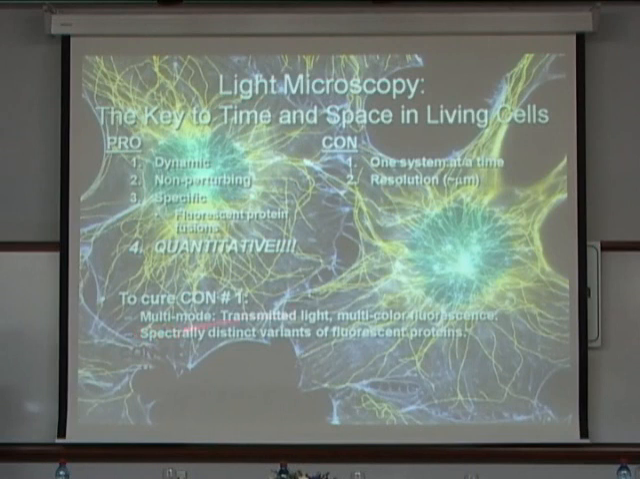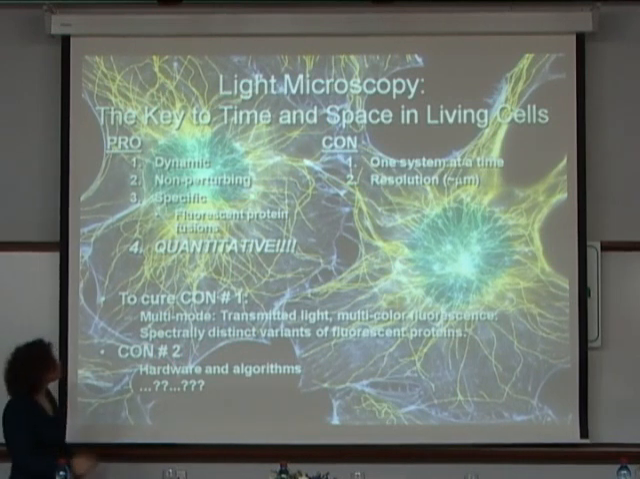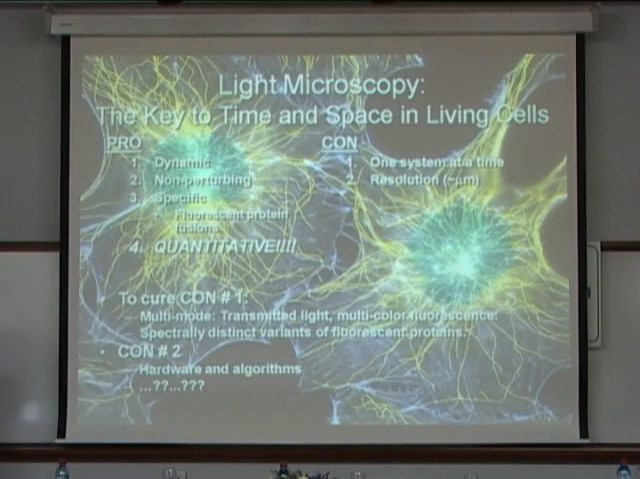And this, your ability to look at these multicolor fluorescents, has primarily come about through genetic manipulation of the fluorescent proteins. So what do we do about this con number 2? Well, you can do hardware tricks and mathematical tricks that give you maybe a factor of 2 or 3 improvement in this resolution limit. But I want better than that.